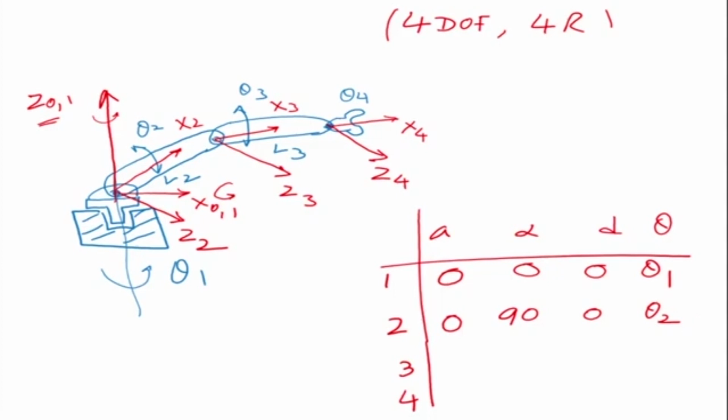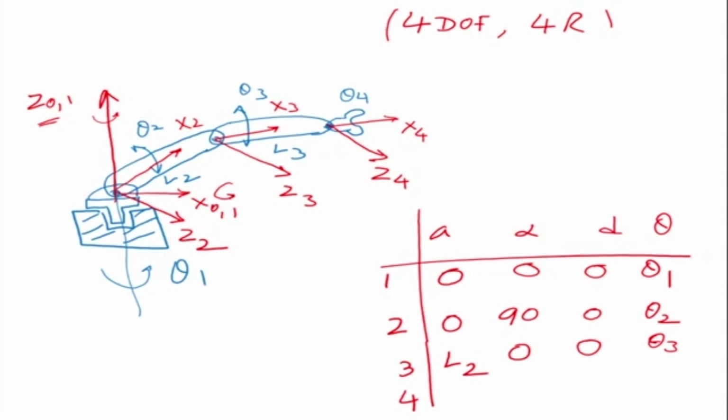Now, what about the third one? So the third one, again, the z2 and z3, if you look at them, they are parallel, right? So the distance between them is L2. And what is the angle between them? It's 0. What is the distance between x-axis? It is 0. What is the angle? It is theta 3, the angle between the x-axis.